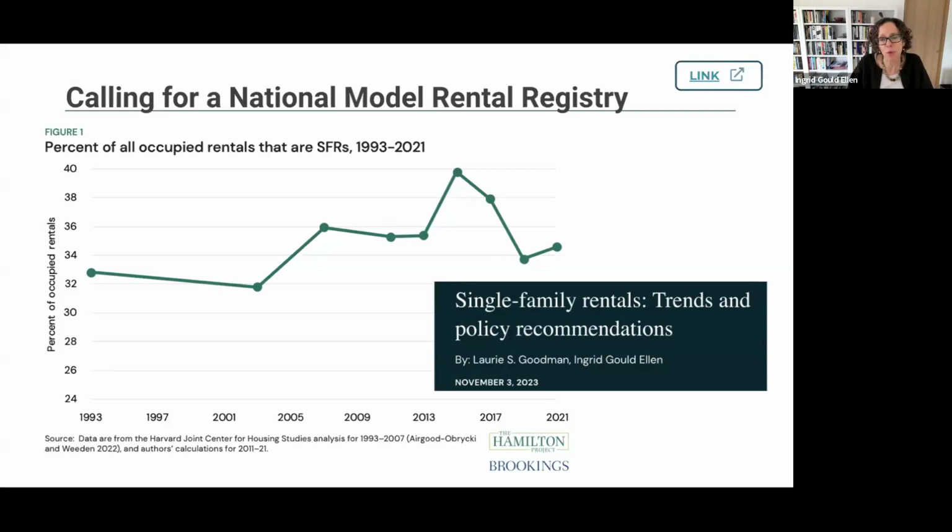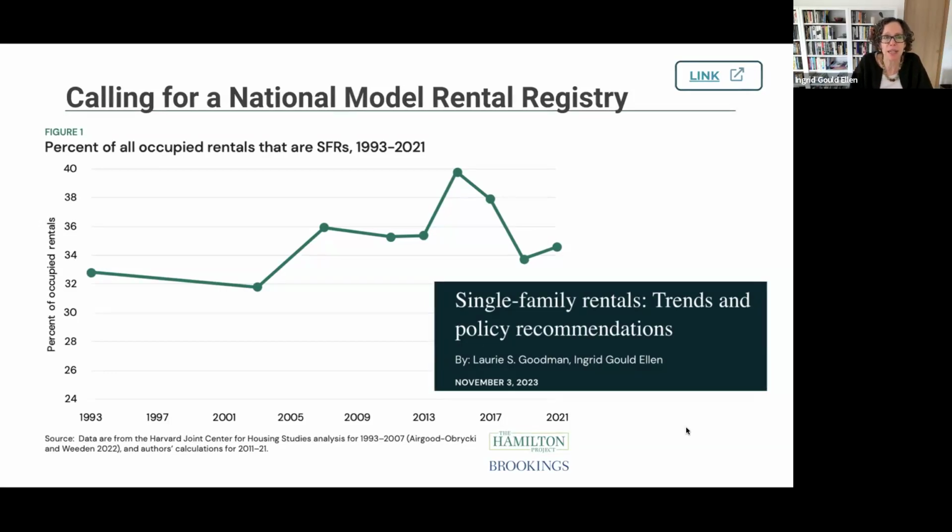And so what we called for in this paper was greater transparency about property ownership through more widespread adoption of registries. In particular, we called for the federal government to develop a model registry, and I'd love to talk a little bit about that in the Q&A and what the value of that would be.